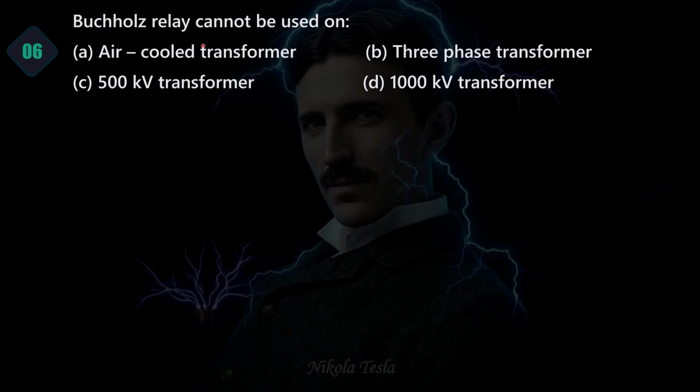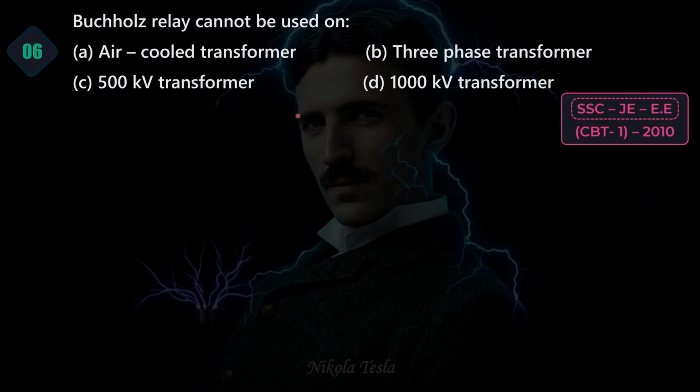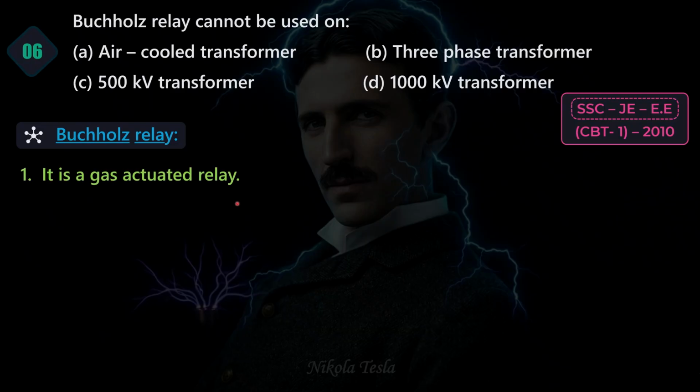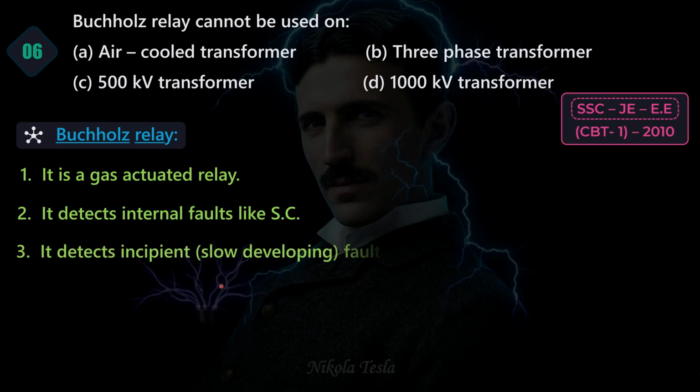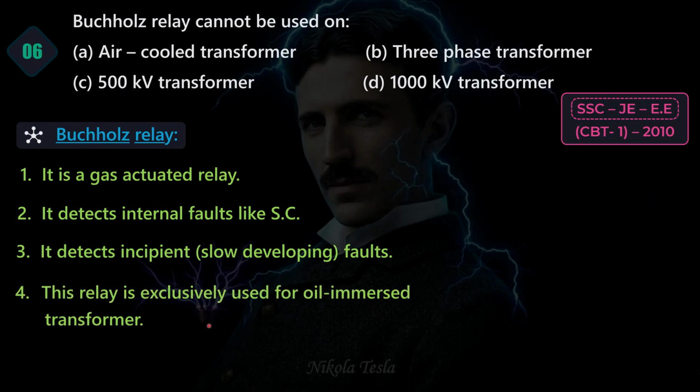Question: Buchholz relay cannot be used on option A air-cooled transformer, option B 3-phase transformer, option C 500 kV transformer, and option D 1000 kV transformer. Before validating the options, let us know more about the Buchholz relay. Buchholz relay is a gas actuated relay. It detects internal faults like short circuit and breakdown of insulation. Third, it detects incipient, that is, slow developing faults. Last but not the least, very important, this relay is used for oil immersed transformers, because its operation relies on oil.